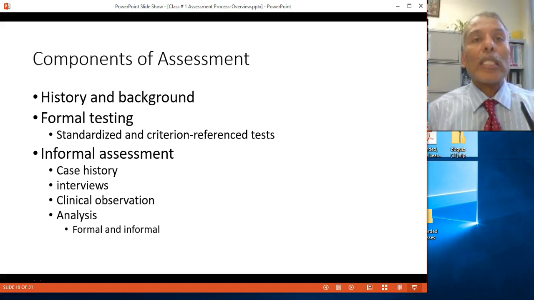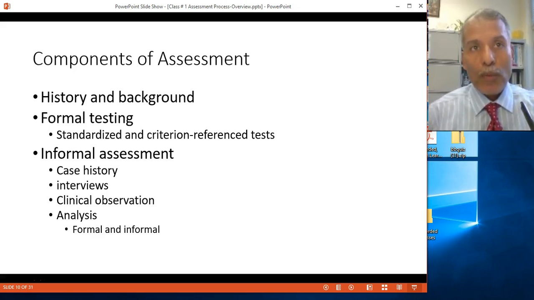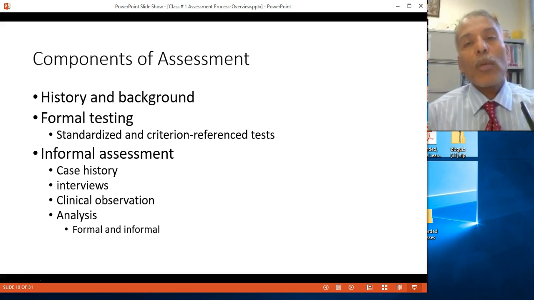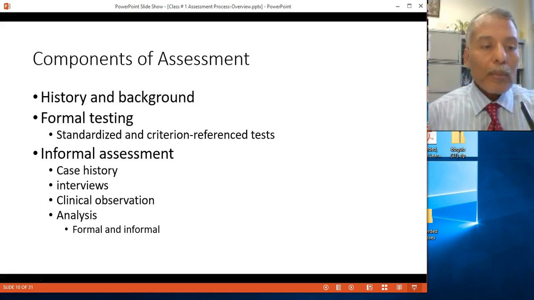Criterion-referenced, instead, goes directly to the research. Let's say, for example, you go to the language acquisition and development book, and you have charts to say that between 18 months and 24 months, the child begins to speak in sentences. They start to combine words into phrases, and they start to make small sentences.